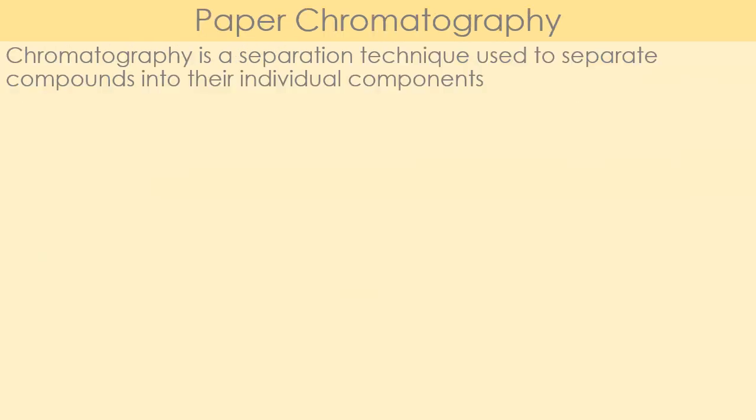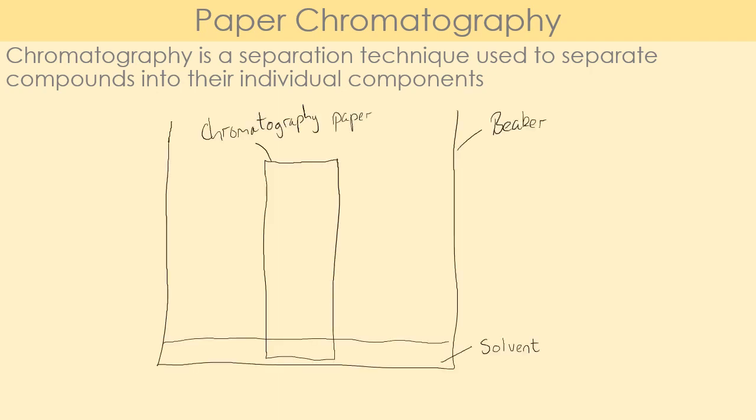The last thing we're going to look at is paper chromatography. So that is a separation technique used to separate compounds into their individual components. So I have here my setup for chromatography. I've got my solvent, which could be water or ethanol, any liquid, a beaker, which I've kept it all in, and my chromatography paper. What we then do is we draw a starting line in pencil. The reason why it's pencil is because pencil is insoluble in most liquids, so will not move up the page.